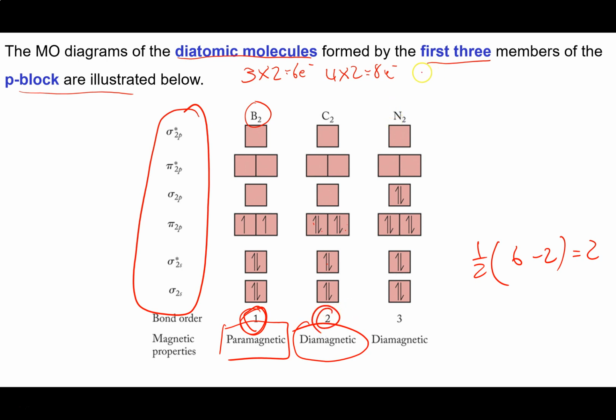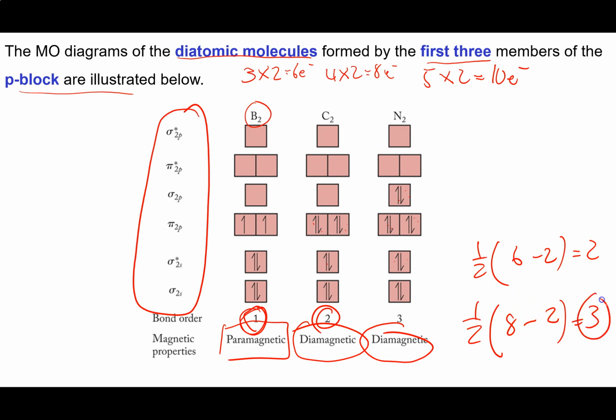Alright, so N2, nitrogen's in group 5. We've got 2 nitrogen atoms, so we have 10 valence electrons we have to put into the MO diagram. 1, 2, 3, 4, 5, 6, 7, 8, 9, 10. There are no unpaired electrons, so it's diamagnetic. If I work on the bond order here, we've got 2, 4, 6, 8 bonding, minus 1, 2 anti-bonding. So 8 minus 2 gives me 6 times a half. That's going to be a triple bond in that molecule.